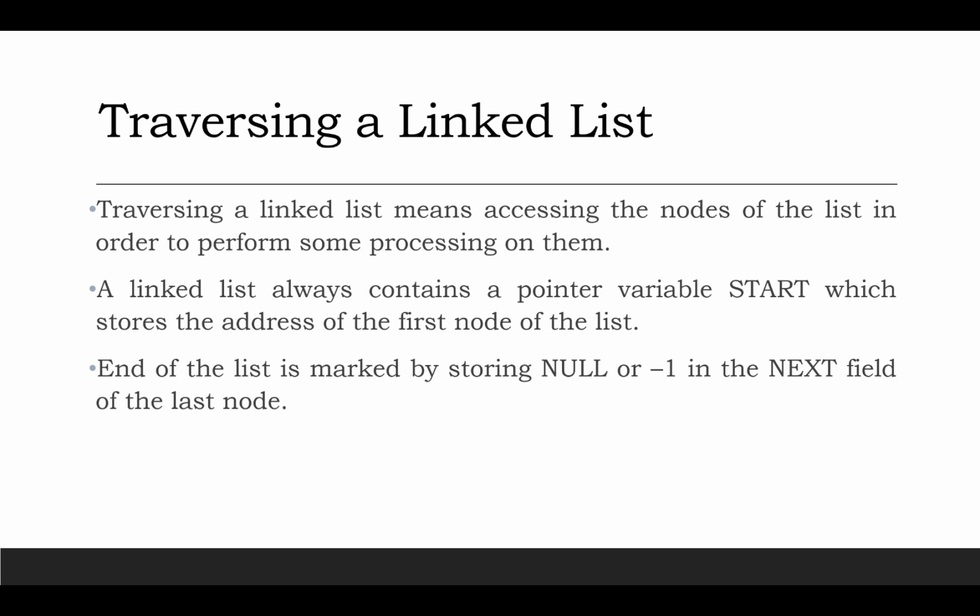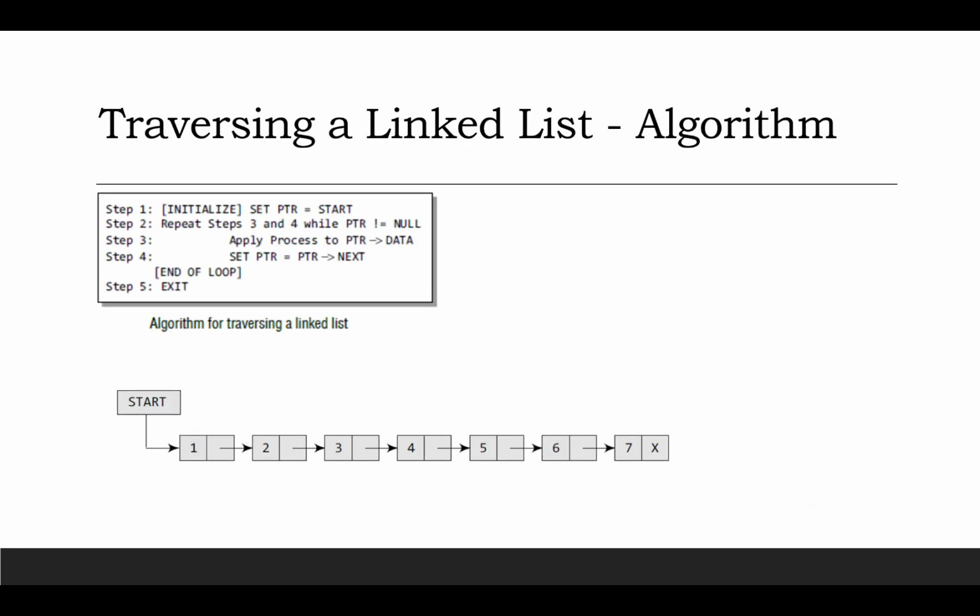And for traversing the linked list, we also make use of another pointer variable, that is ptr, which points to the node that is currently being accessed. So we will see the algorithm for this. This is the algorithm, and this is the sample linked list we have taken here.